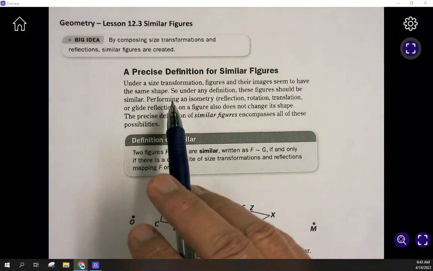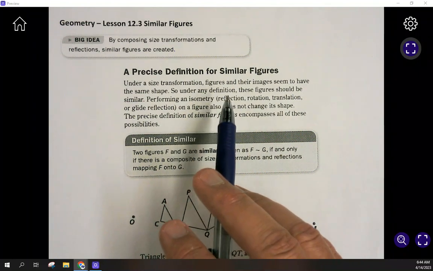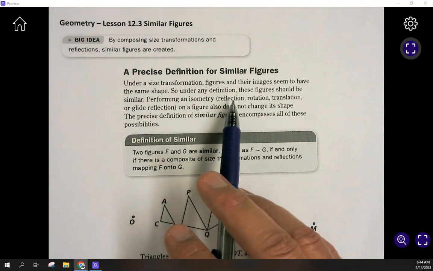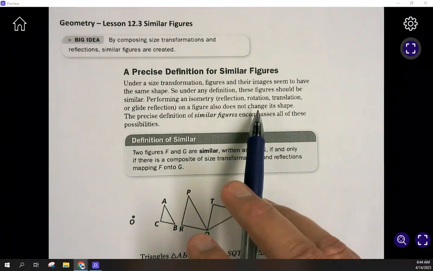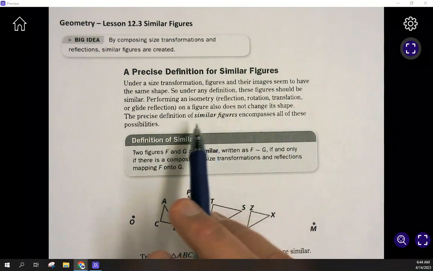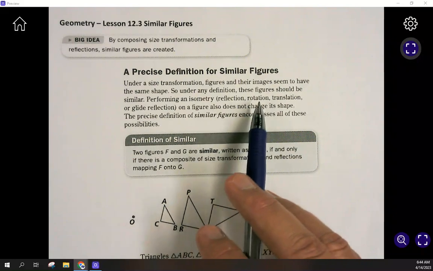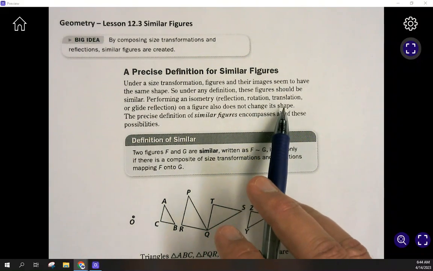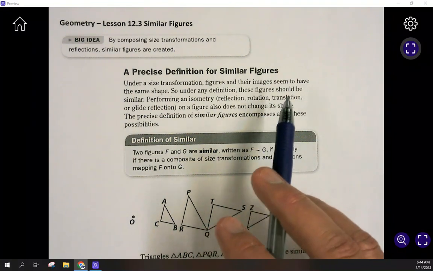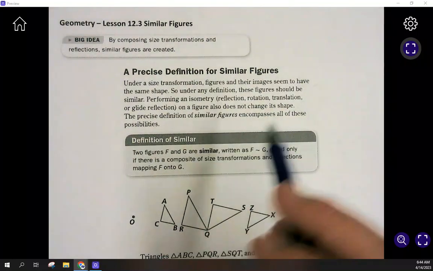We know that when we perform an isometry, which we haven't talked about in a little bit, but those are reflections, rotations, translations, or glide reflections, they're all combinations of reflections. We know that the shape does not change size, right? If we flip it, if we rotate it, if we slide it and flip it, it doesn't change size, and it definitely doesn't change the shape. It still looks the same. It may be oriented differently, but it's still the same shape. It's not going to go from a triangle to a pentagon or something like that.